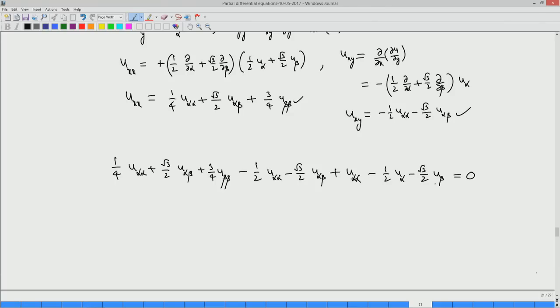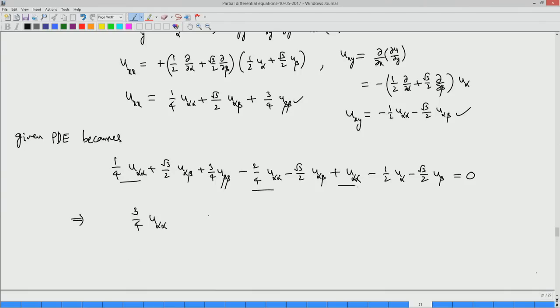So this is your uyy, and this is your uxy, and this is your uxx. So your given PDE becomes this one. Now you can simplify, and you see that 1 by 4 minus half is minus 1 by 4, so you have minus 1 by 4 u alpha alpha. Those are the u alpha alpha terms, and plus 1, so 1 minus 1 by 4 is 3 by 4 together.